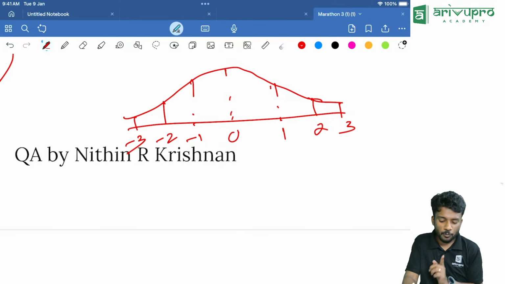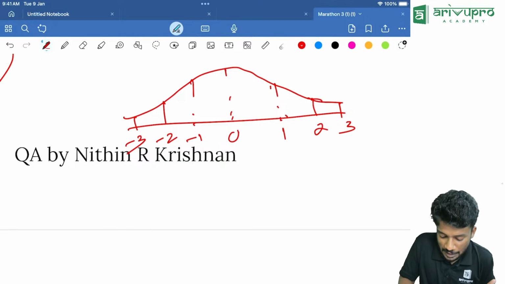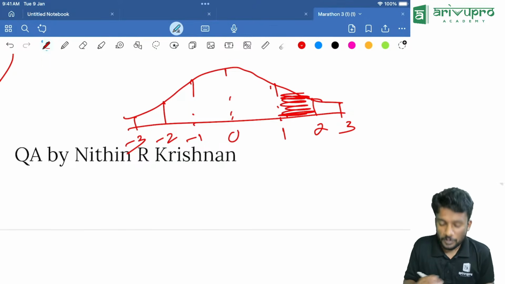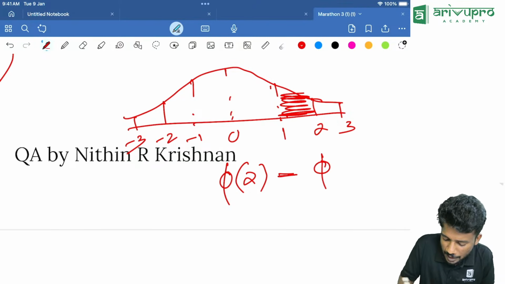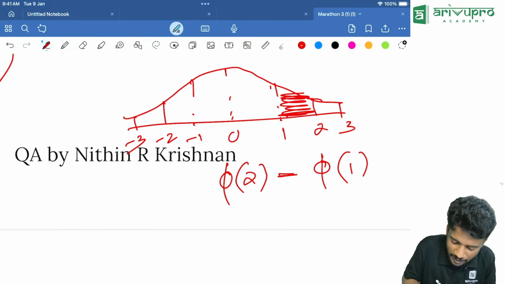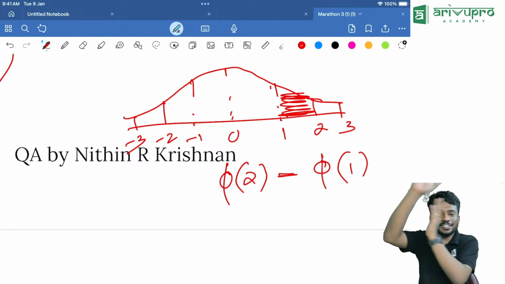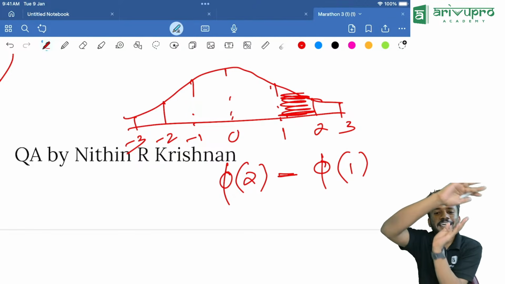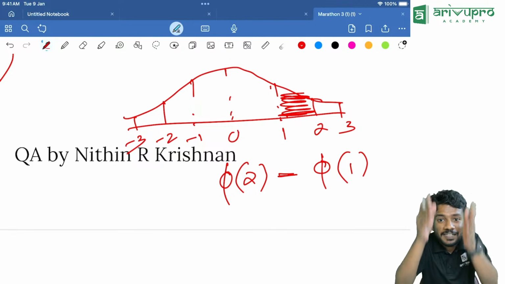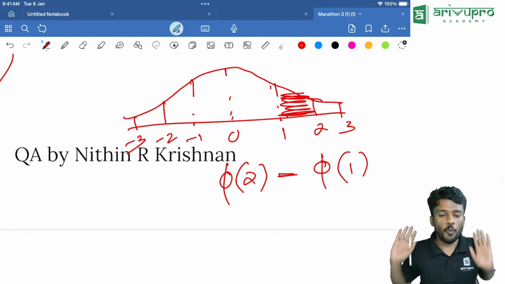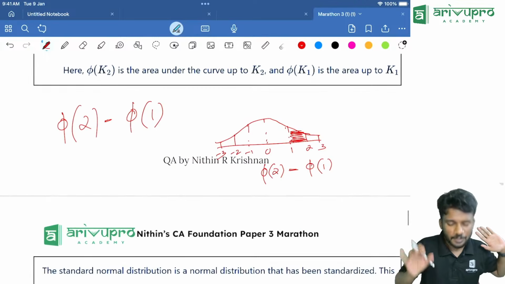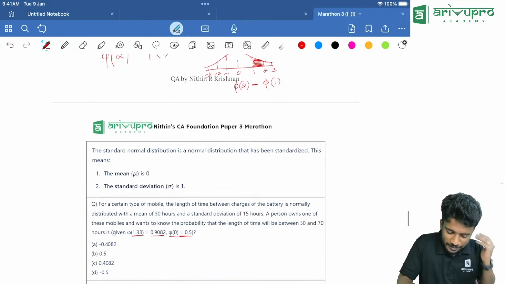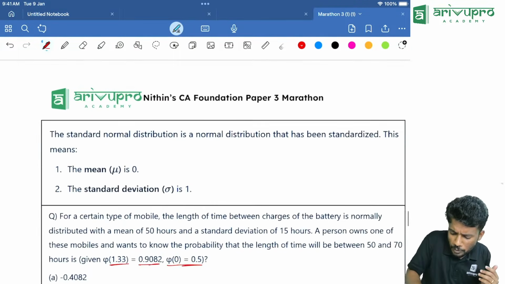Now you tell me what is the area between 1 and 2. We will say that it is area up to 2 minus area up to 1. So we will find the entire area from minus infinity to 2, minus the area up to 1. Then we will get the area in between 1 and 2. That is the logic. Clear? People, this is the logic, and we will go over one more thing.